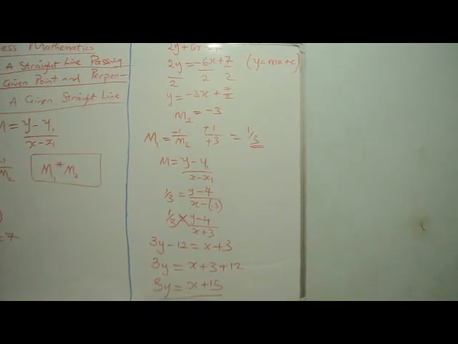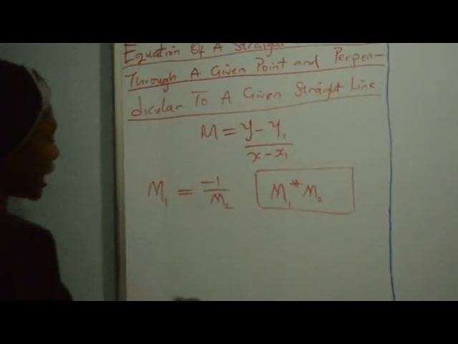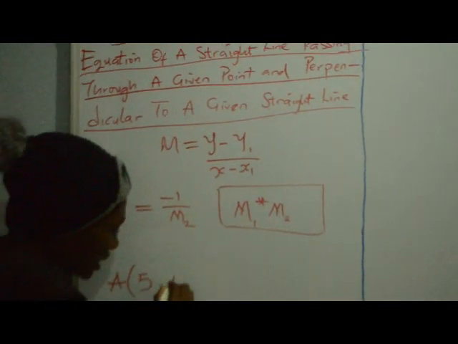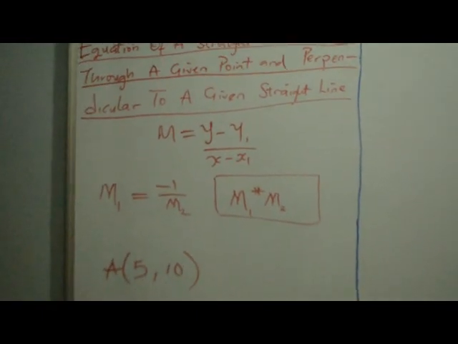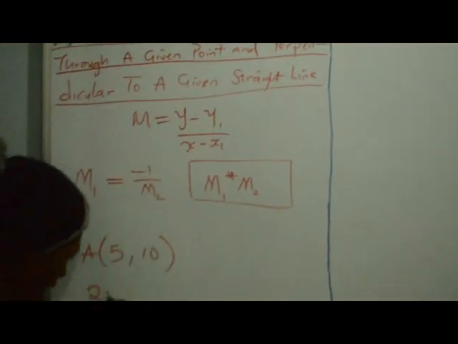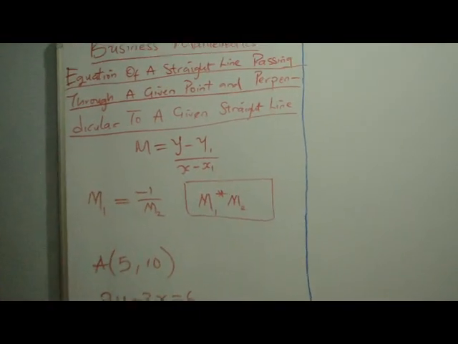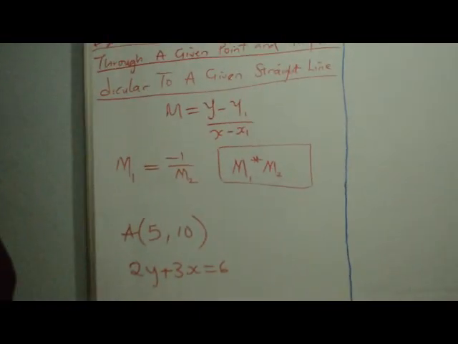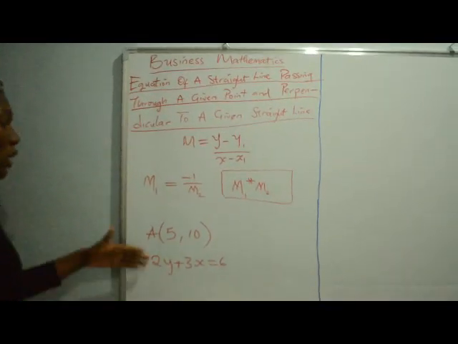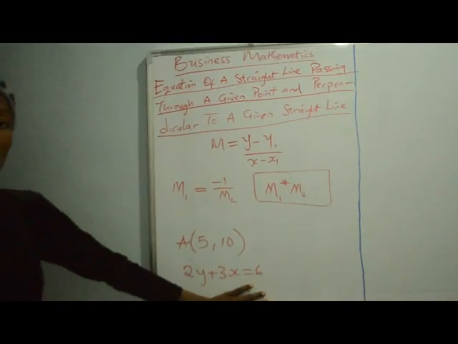Now we'll be taking one more example. Alright, so for our next example, we are given that our point A is equal to 5 and 10, and then this straight line is also perpendicular to 2y plus 3x is equal to 6. Okay, and we are asked to find the function, the straight line function of this line. We are given only one point, and we are told that it is perpendicular to this line.